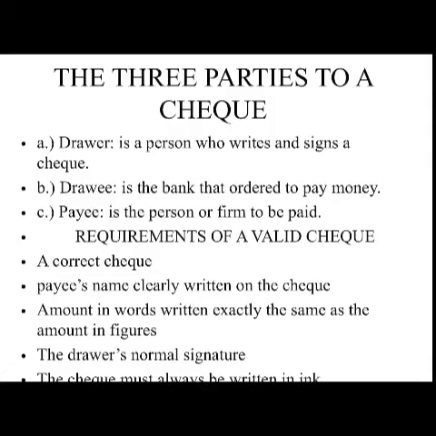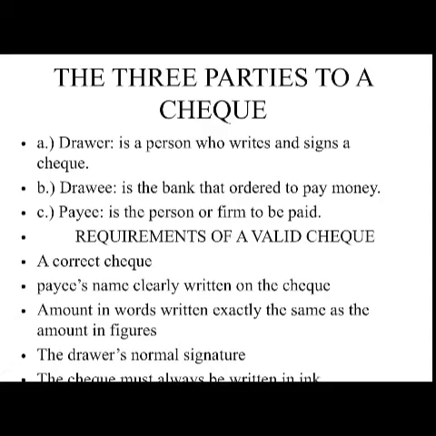When we talk about the 3 parties that are involved in a check, the drawer is a person who writes and signs a check. The drawee is the bank that is ordered to pay the money. Okay. Then the payee is the person or firm to be paid. It could be a person, a company, a business, or an organization that you are supposed to pay to. Okay, so we have some requirements that are needed for this check to be called a valid check.